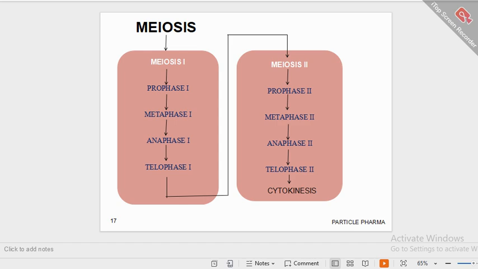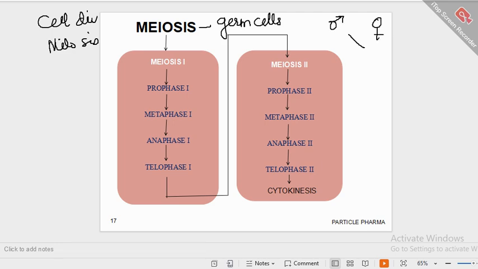In my previous session, I talked about cell division and completed mitosis. So today I will be talking about meiosis, which can be seen in germ cells or germ-line cells, where a male and a female gamete fuse to form an offspring which also has 23 pairs of chromosomes.